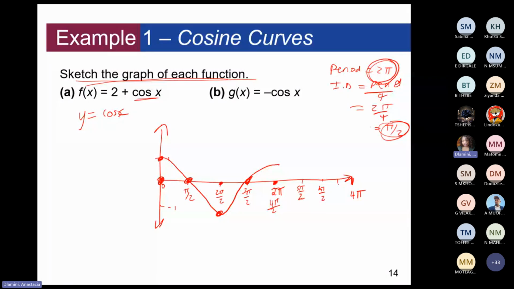Pi over 2. And then you add another pi over 2 until you get to this 4 pi. Are we all together? Then you start again. It's cos. It starts from 1, goes to 0, goes to -1, goes to 0, goes to 1. Then you have extended it to the right. Are we all together then, guys?